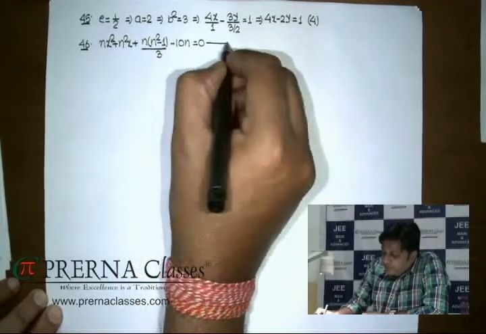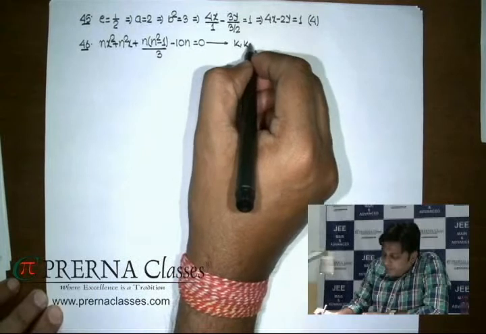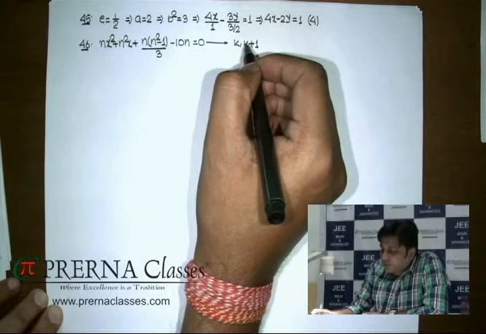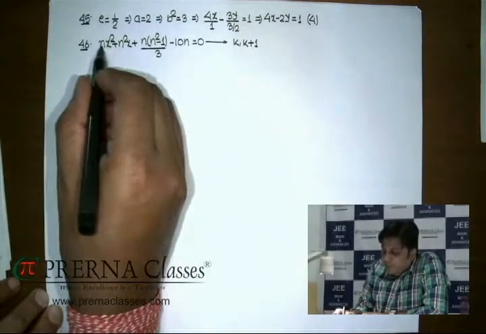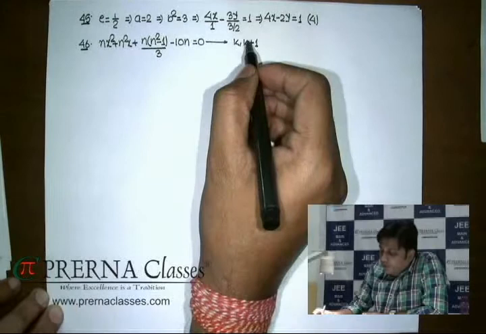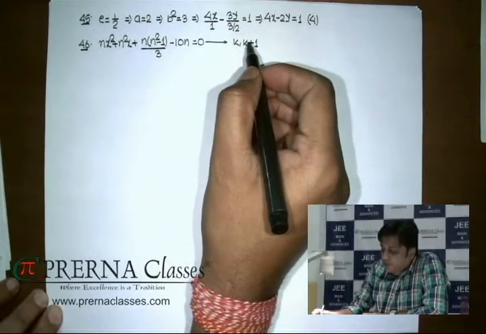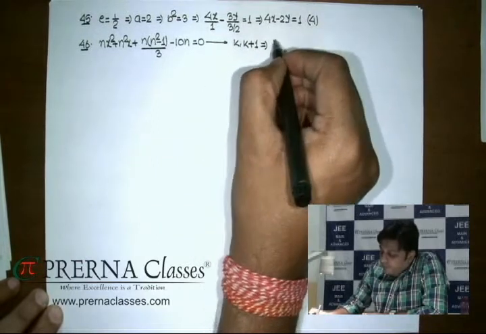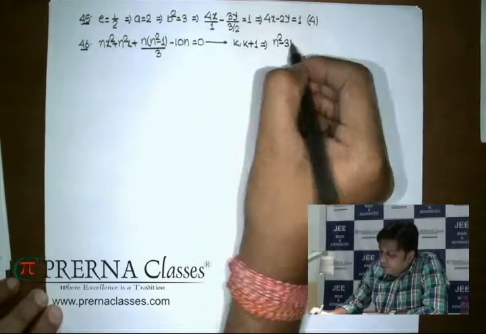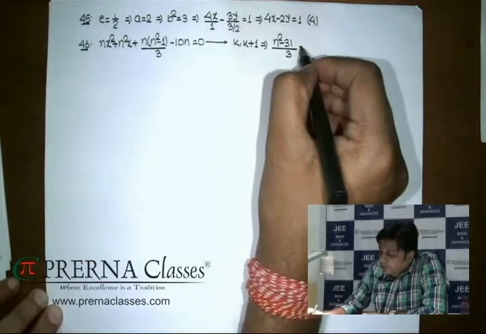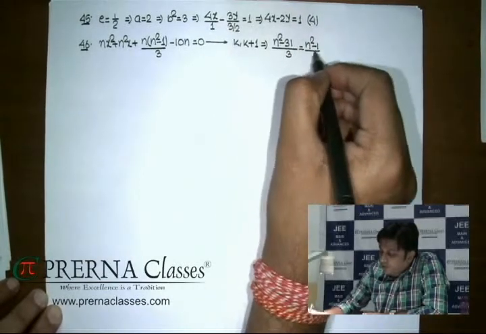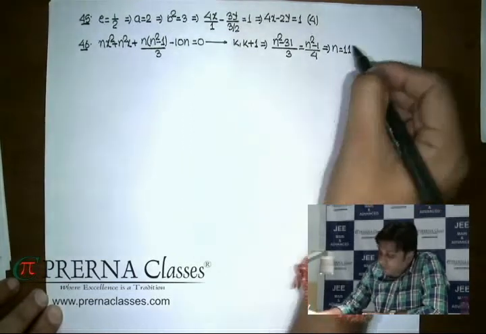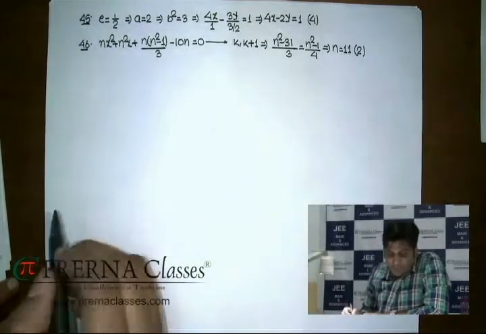For that, let us suppose that the roots are k and k plus 1. We then get the sum 2k plus 1 equals the negative ratio of the coefficient of x and x square. Similarly, we get one equation for the product of roots. From those two equations, eliminating k gives n square minus 31 by 3 equals n square minus 1 by 4. This equation then gives n as 11, which is the second option in that particular set.